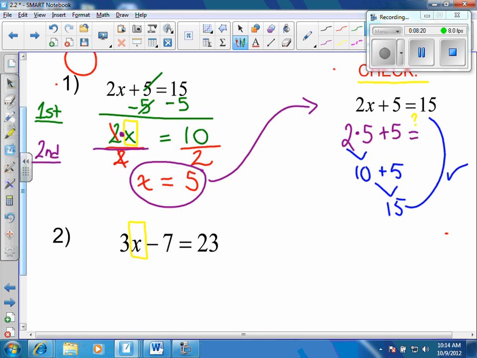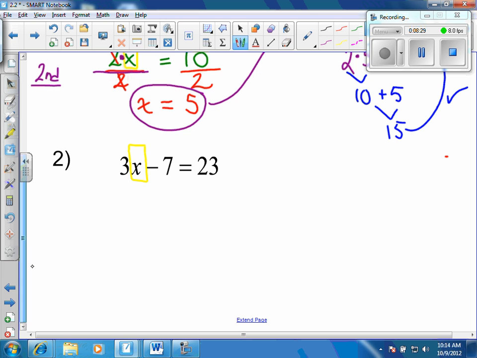So here, what do you think you're going to undo? Right. So the opposite of subtract is add. So you're going to add 7 to both sides for your first step. That's your first step. Okay, so when I do that, what do I get on the right side?